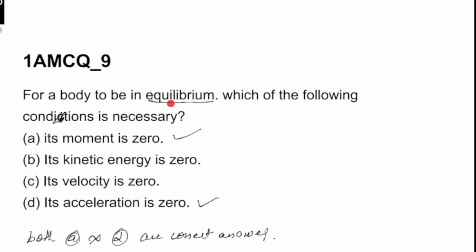Let's do question number 9. Here we are saying that the body will be in equilibrium. Equilibrium means it should not change its state. So which of the conditions is necessary? First, the moment should be zero. If the moment is not zero, it will rotate, right? So it will not be in equilibrium. This condition has to be met. And the last condition is that the acceleration should also be zero. In your textbook, I think only this is marked as the answer, but this should also be the answer, because if acceleration is there, then of course force is there. And if we are accelerating something, it is not in the same state of motion, so it will not be in equilibrium.